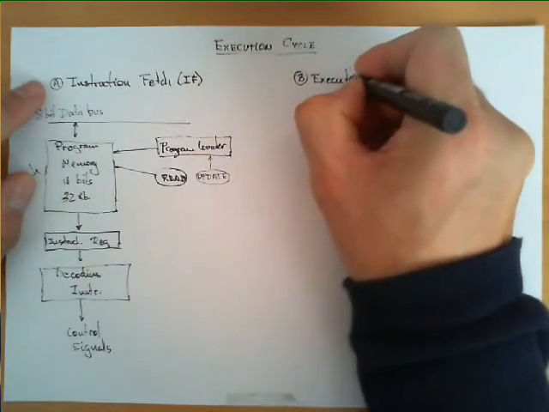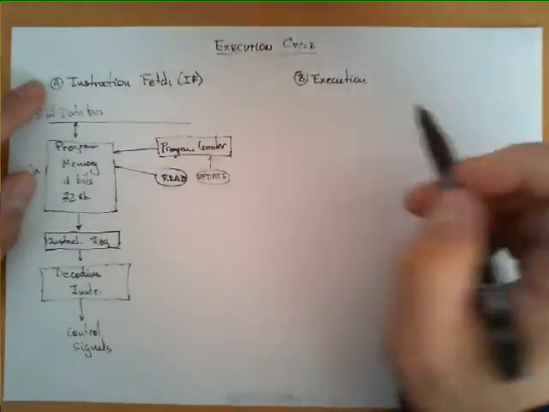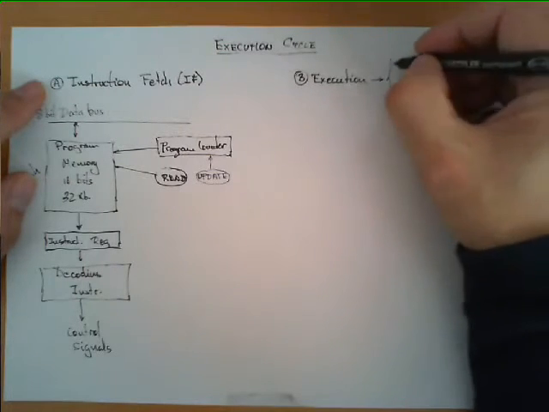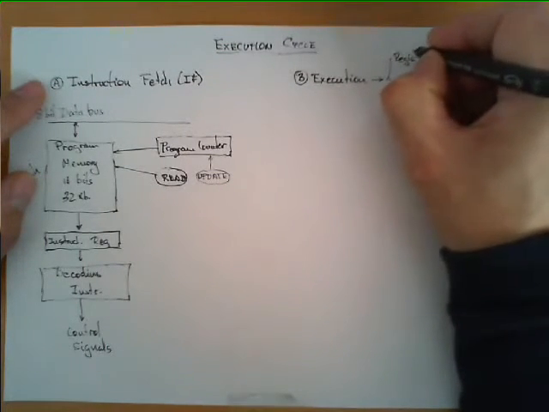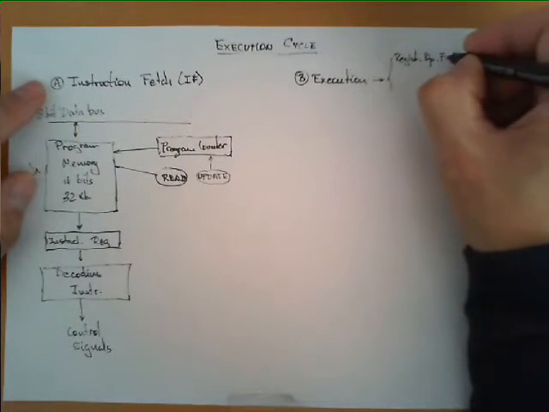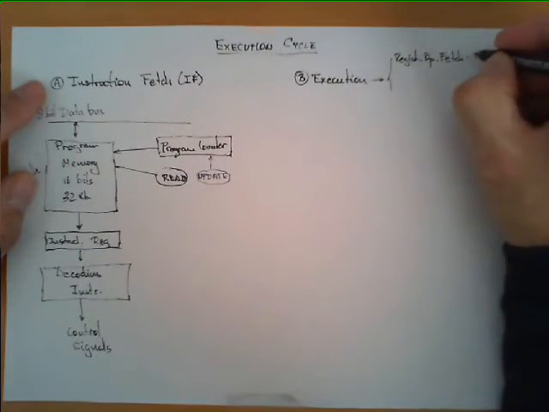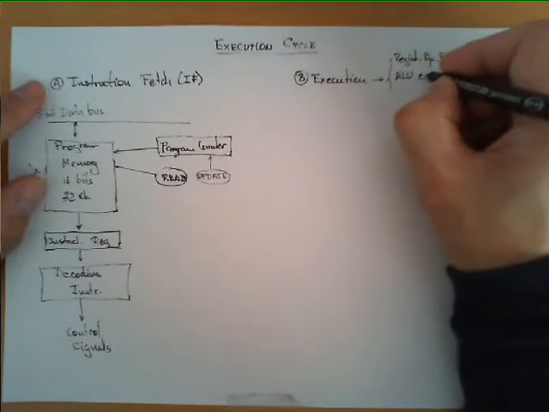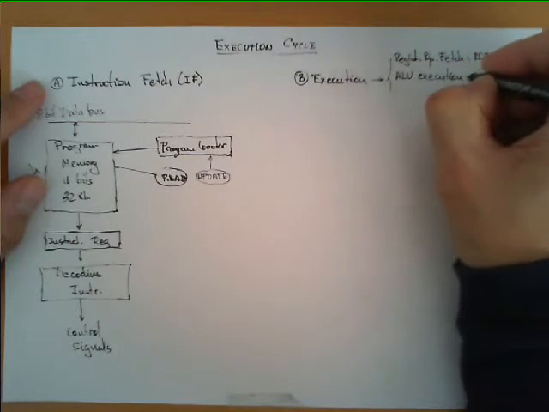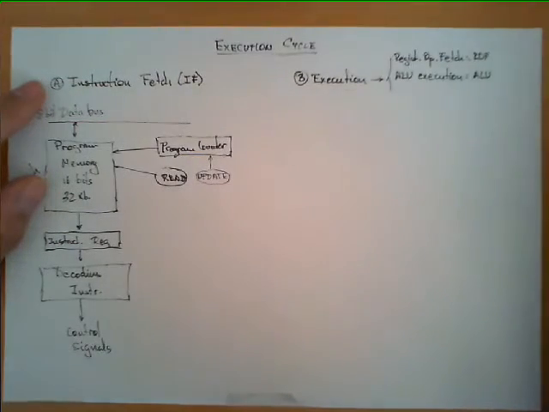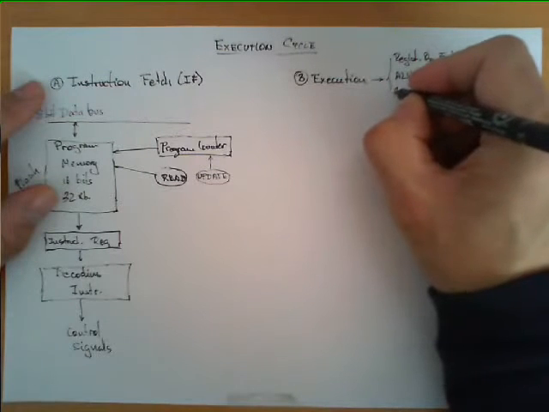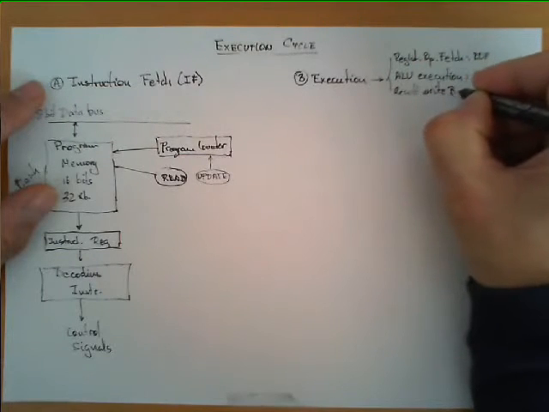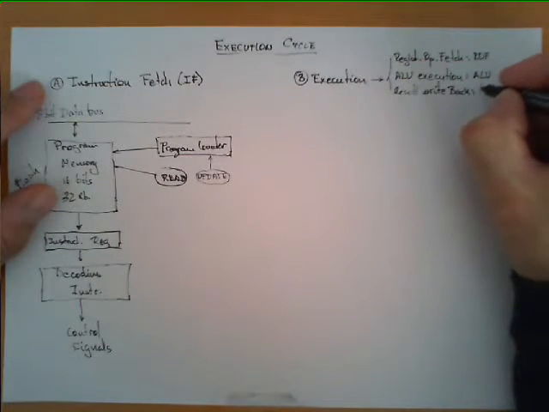execution itself, part of the execution cycle, which is itself divided into three substages. The first one, we're going to call it register operand fetch, which we're going to abbreviate as ROF. The second one that occurs is the ALU execution. We're going to abbreviate that simply as ALU. And the third one is result write back, which we call RWB.